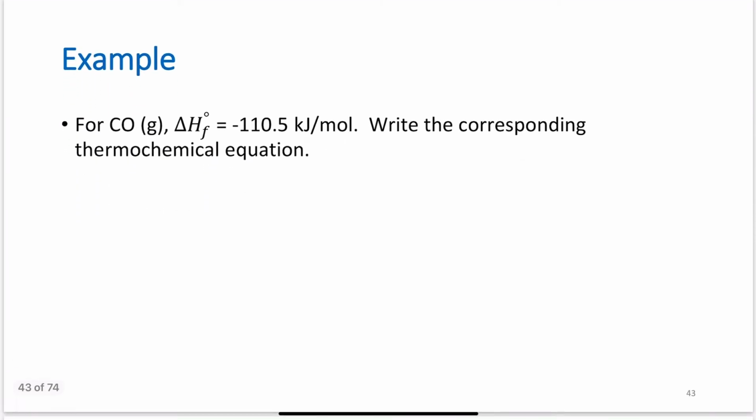Example, for carbon monoxide, delta H of formation is equal to negative 110.5 kilojoules per mole. Write the corresponding thermochemical equation. I am trying to form 1 mole of CO gas. I know delta H of formation is equal to negative 110.5, English is hard today, kilojoules per mole. I need to form that from the elements in their most stable form. I've got carbon, I've got oxygen.